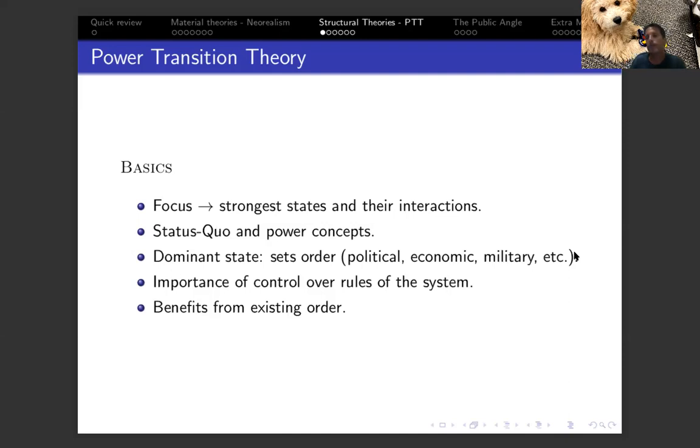This control over the rules of the system is a very important aspect of power transition theory, because by having the ability to set those rules, the state is the most dominant state in the system. And the reason that the state establishes this order and maintains those kinds of rules over the system is because it draws benefits from it.